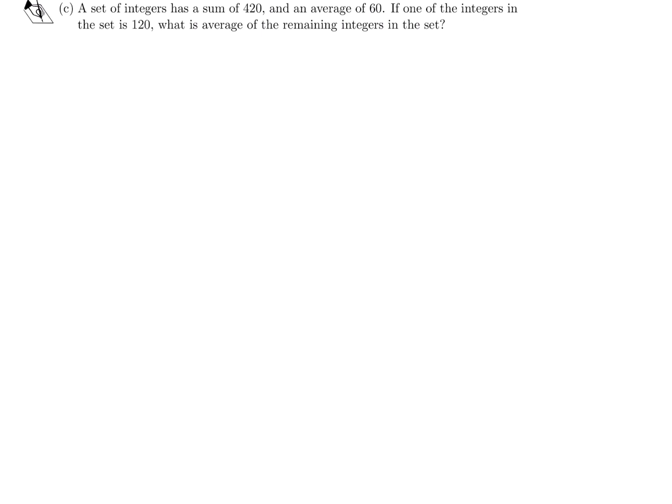A set of integers has a sum of 420 and an average of 60. If one of the integers is 120, what is the average of the remaining integers in the set? So we have a bunch of integers, a plus b, all the way up until some number. I don't know what that is. And that, along with this 120, have a sum of 420. So that means that that initial group of integers, a plus b dot dot dot, has a sum of 420 minus 120, which is 300.